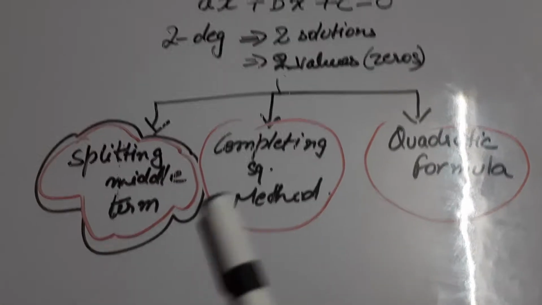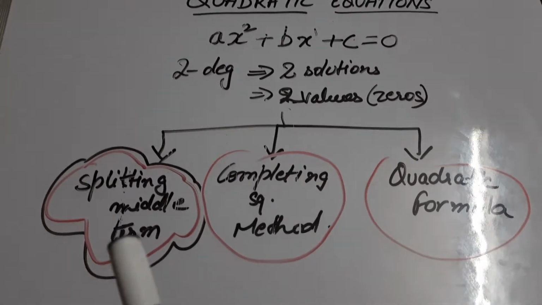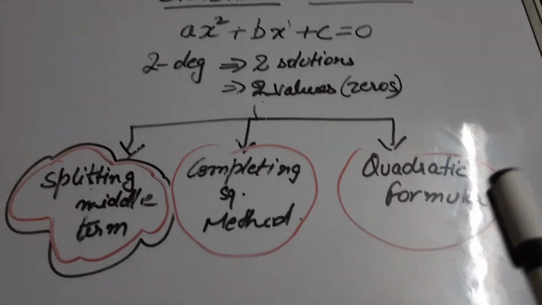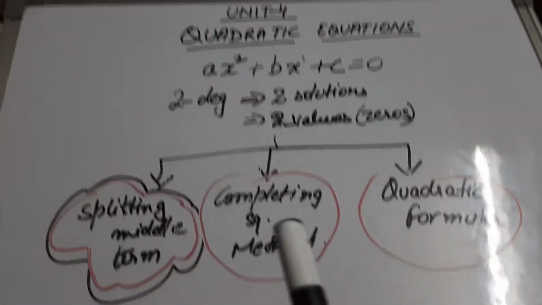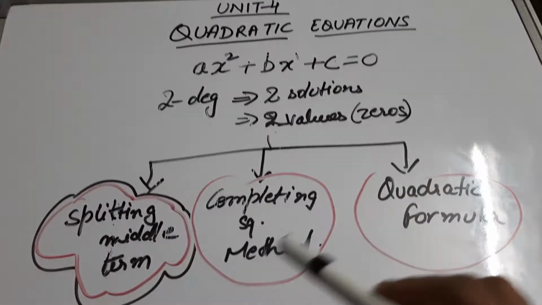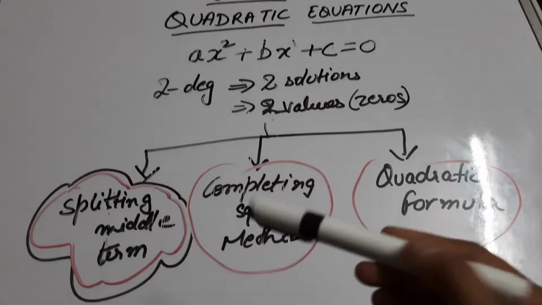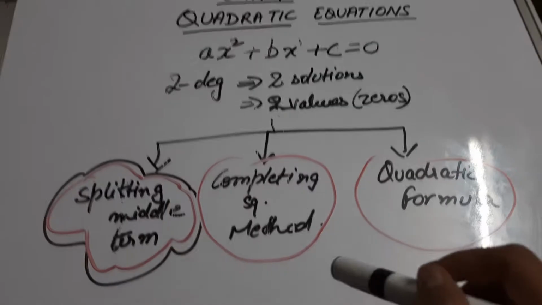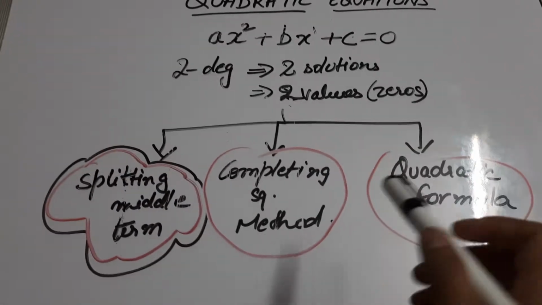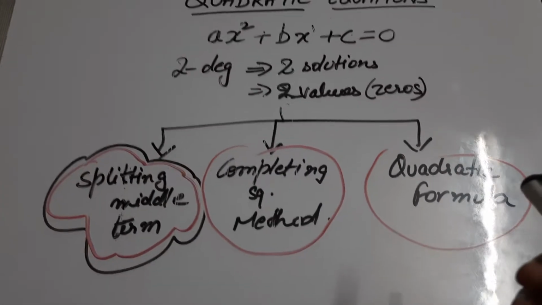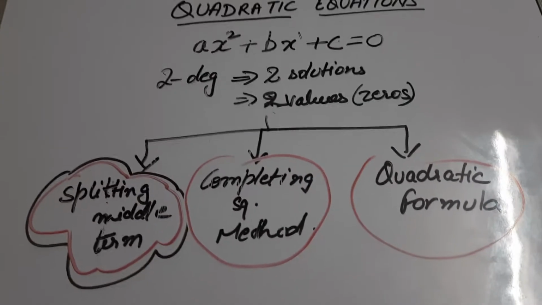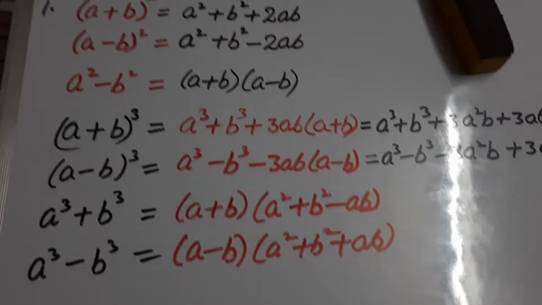So dear students, we will learn 3 methods to solve. One is splitting middle term, you are all aware. Second is completing square method, and third is quadratic formula. But before moving on to this chapter, let us first discuss some algebraic identities, and you have to note down all the identities in your notebook before starting the chapter and learn all of them. So let's start the identities.